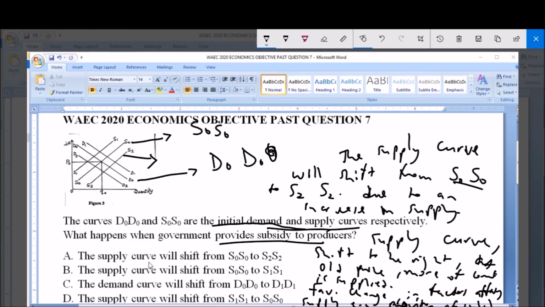So as we have rightly established, the supply curve will shift from S0, S0 to S2, S2, which is option A and is the correct answer to this question.